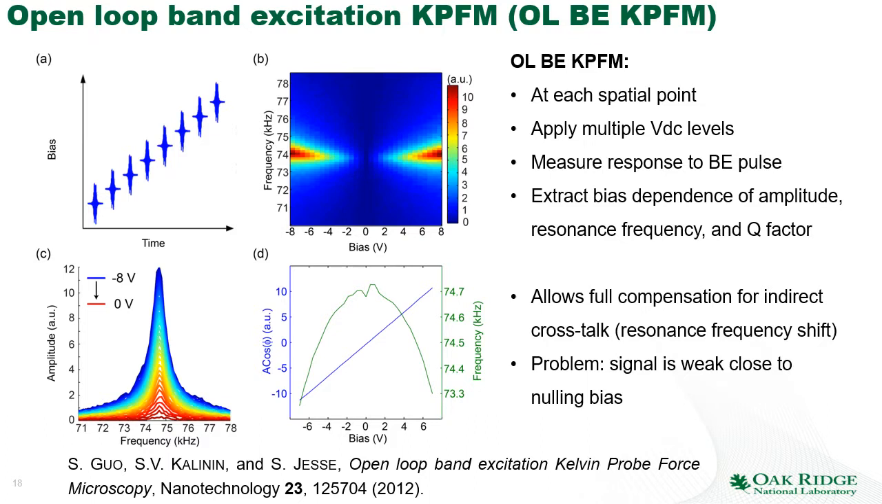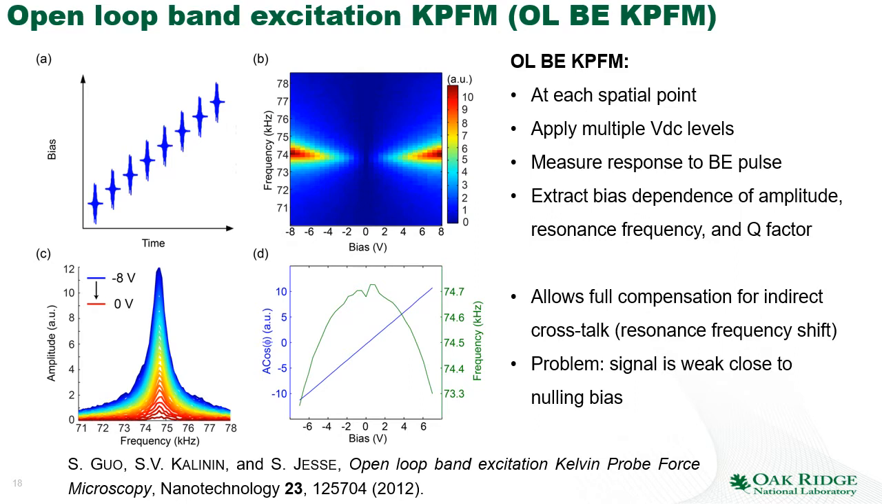Let's start with the example of the open loop band excitation KPFM, or OLBE KPFM. So here what we do is that at each spatial point, so for each tip position, we apply multiple VDC levels to the cantilever. So we do measurements when the tip bias is -8 volts, -7 volts, -6 volts, and so on. We send the band excitation pulse to the tip. We measure the response.